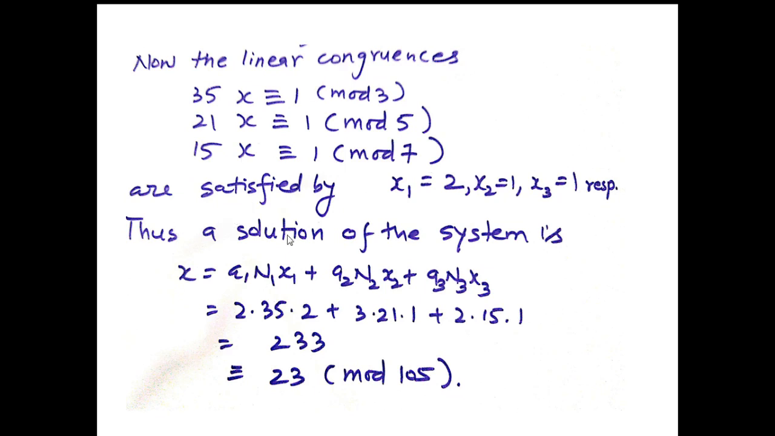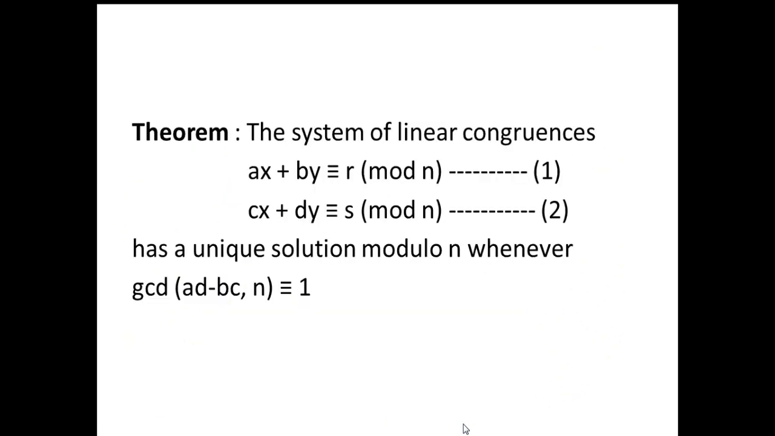So these linear congruences are satisfied by x1 equals 2, x2 equals 1, and x3 equals 1. These x1, x2, x3 are the solutions of these congruences. Thus the solution of the given system is given by a1 N1 x1 plus a2 N2 x2 plus a3 N3 x3. Substituting all these values, we get x is equal to 23 modulo 105. So this is the way we solve a system of linear congruences.